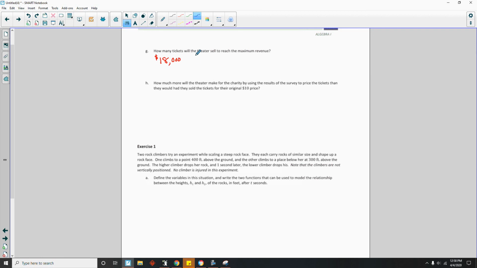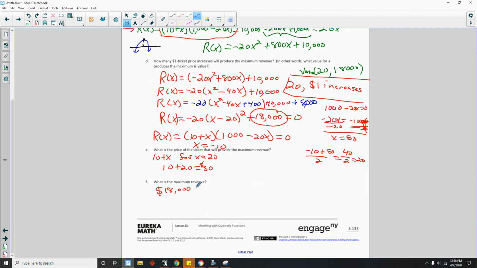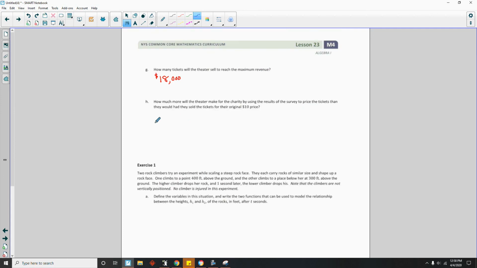And $30 per ticket, so we're going back to the last two questions, actually. $18,000 was the maximum revenue, and the price per ticket to provide the maximum revenue was $30. So this is asking how many tickets will the theater sell to reach that maximum revenue. So you take the $18,000 and divide it by the $30, and the zeros cancel. 3 goes into 18 6 times, and then 2 more zeros, so 600 tickets.